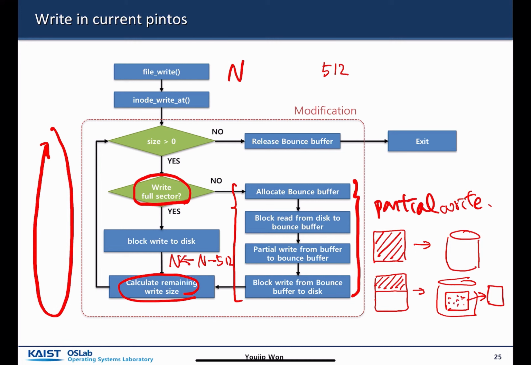from the disk to memory, then fill the memory part with the data you want to write, then write it to the disk. So partial write is more expensive. So allocate the bounce buffer. You have to read the data blocks from the disk to the bounce buffer, and then perform the partial write to the bounce buffer, and then write the bounce buffer to the disk. So partial write is more expensive.